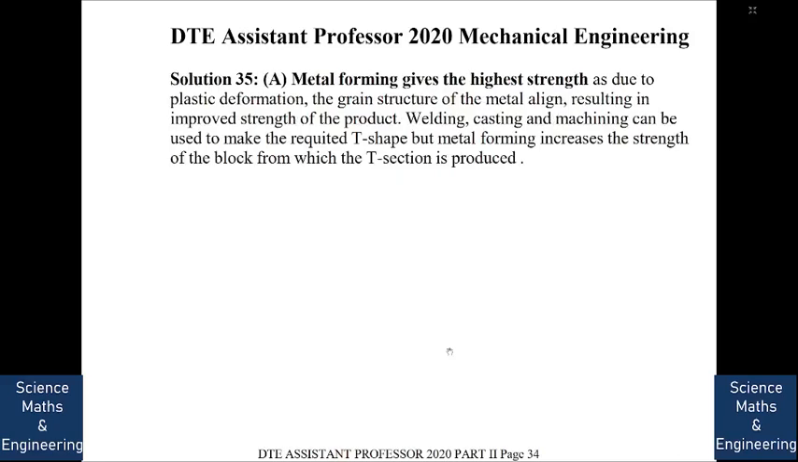However, in welding, casting and machining: in welding, as we see with our joints, although we are joining, we cannot join throughout the surface, so the weld is not of that strength as it comes from metal forming. Again, casting will have casting defects, so the strength is again less. And in machining we are cutting a part of the block to make the T shape, so again machining will not give us that much strength that metal forming can give.